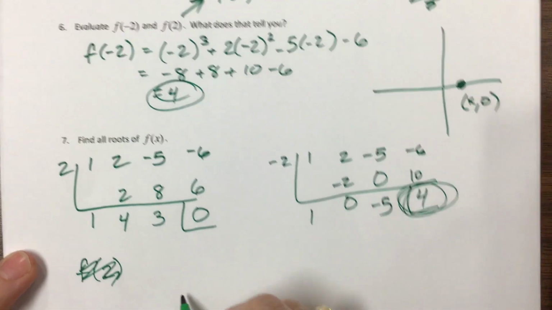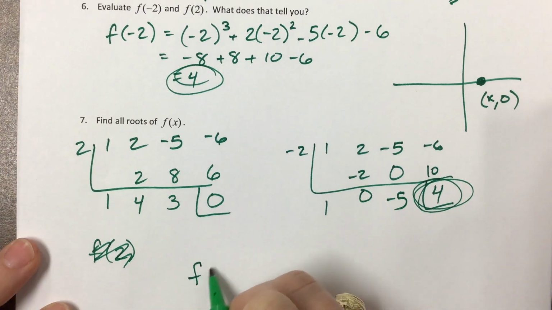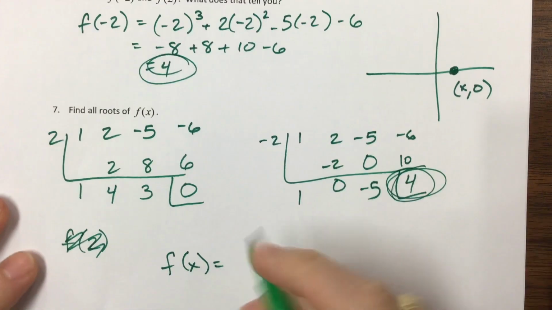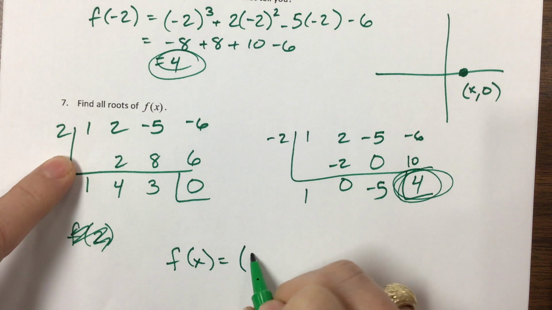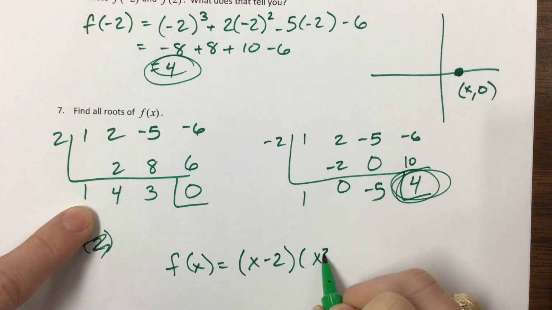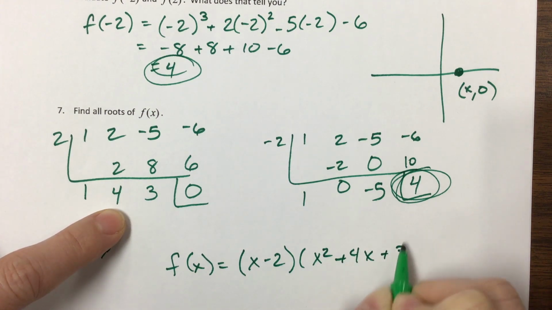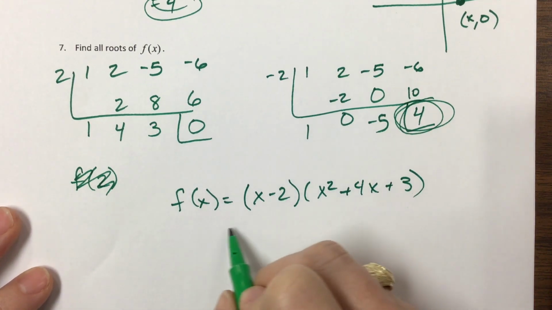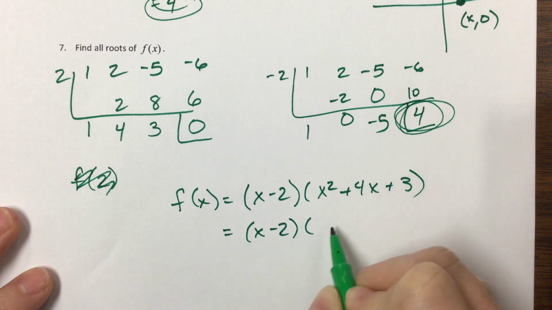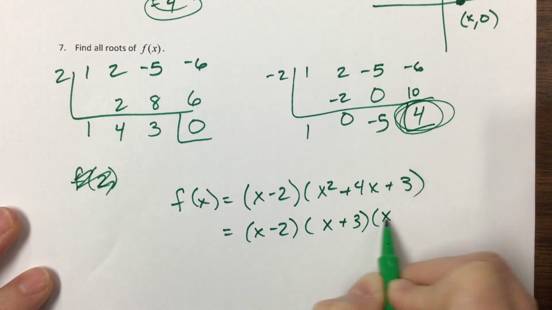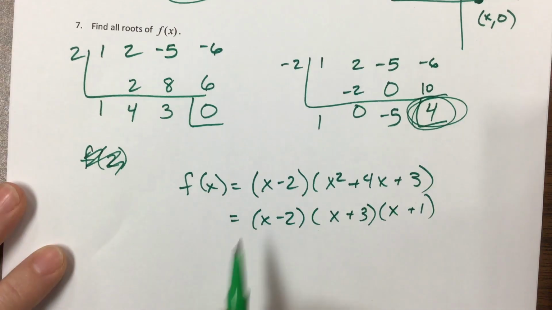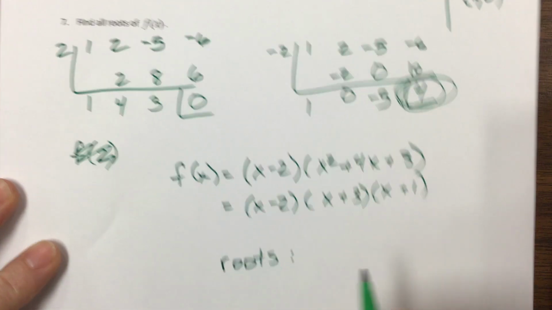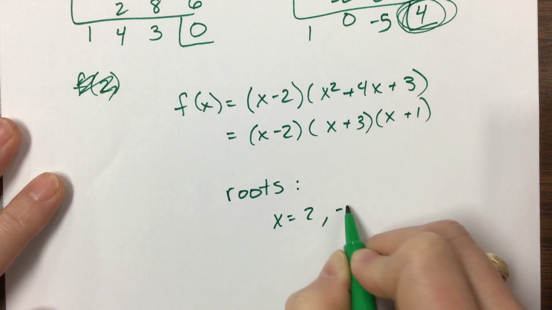And so then we can say our function, f of x from up there at the top, is equal to x minus 2 times x squared plus 4x plus 3. And then possibly we can factor this even farther. So that becomes x plus 3 times x plus 1. And then when they say find all the roots, my roots are positive 2, negative 3, and negative 1.